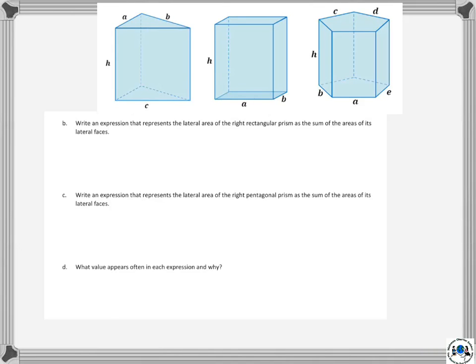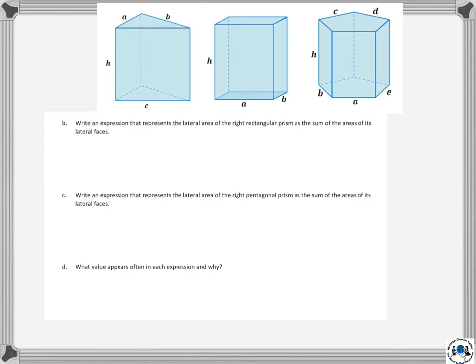Here we go. I've just brought these back so we can actually see these. And now B asks us to write an expression, again, that represents the lateral area of the right rectangular prism, which is the one in the middle, as the sum of the areas of its lateral faces. So we're doing exactly what we did with the right triangular prism. Go ahead and do that now that you have some experience with that, and come on back.